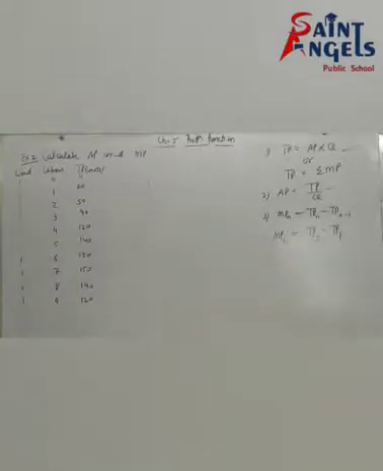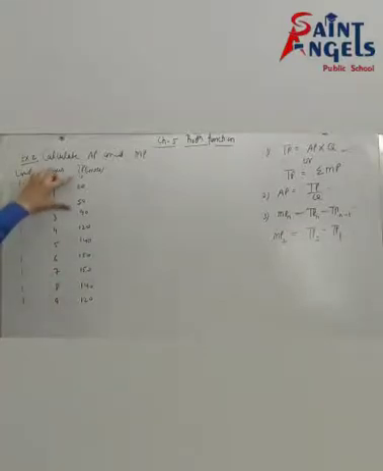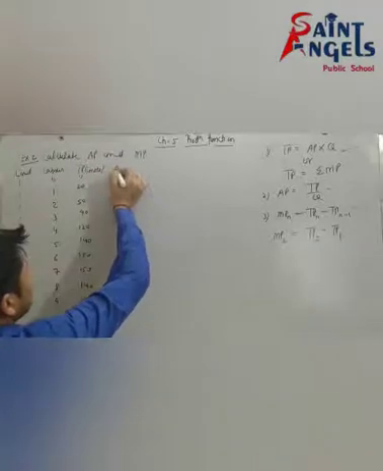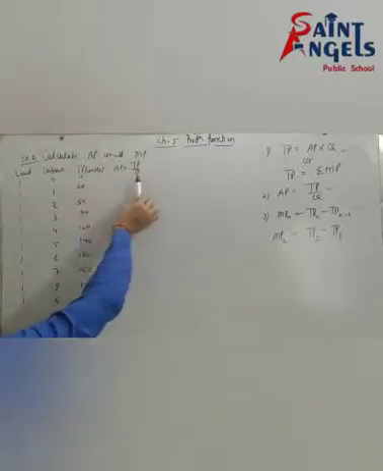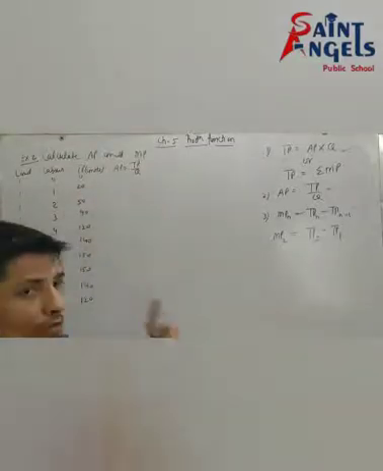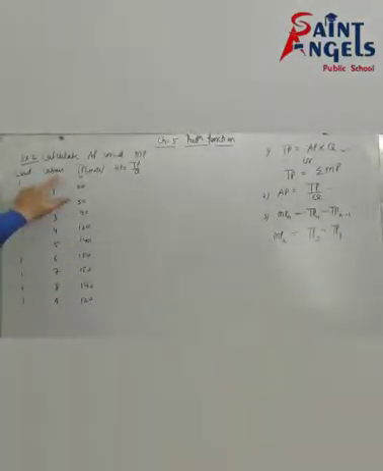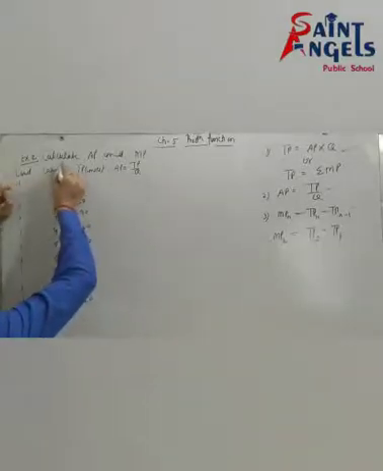See the next question. Calculate average product and marginal product. Here the value of TP is given, the values of the variable factor are given, and the value of the fixed factor is also given. Now you know the formula of AP: AP is equal to TP divided by Q, where TP is here and Q represents the variable factor. Always remember Q represents the variable factor. Variable factor means labor. Now this is Q.